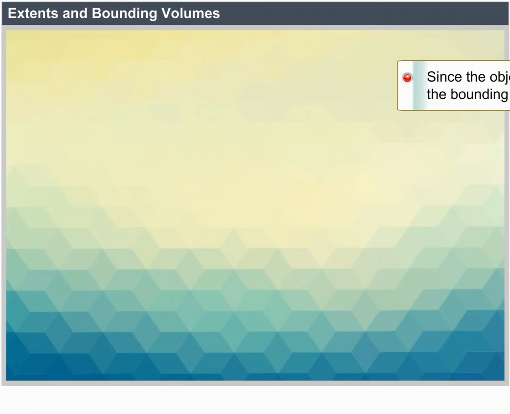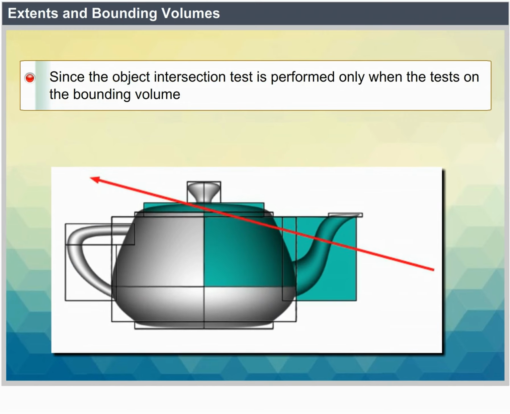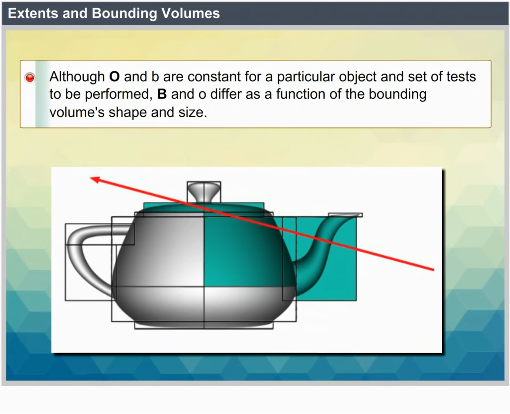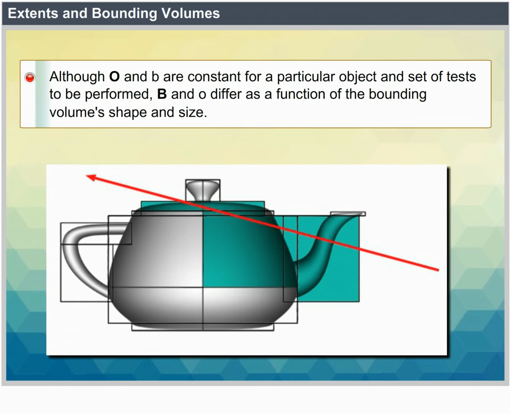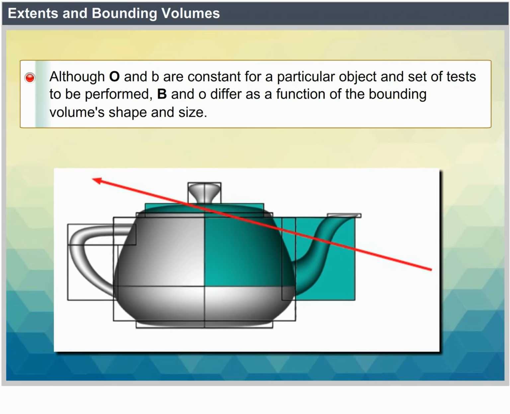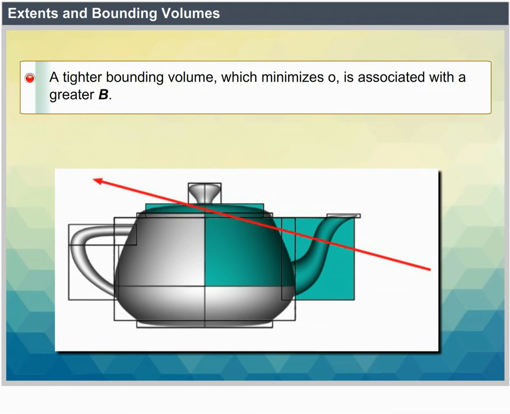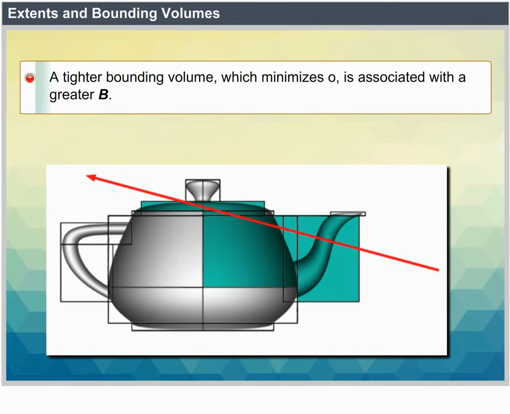Since the object intersection test is performed only when the bounding volume is actually intersected, o is less than or equal to b. Although b and O are constant for a particular object and set of tests to be performed, B and o vary as a function of the bounding volume's shape and size. A tighter bounding volume, which minimizes o, is typically associated with a greater B.